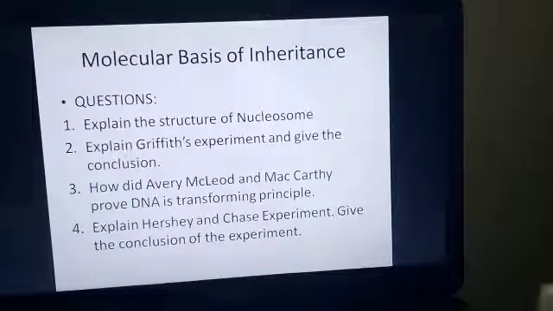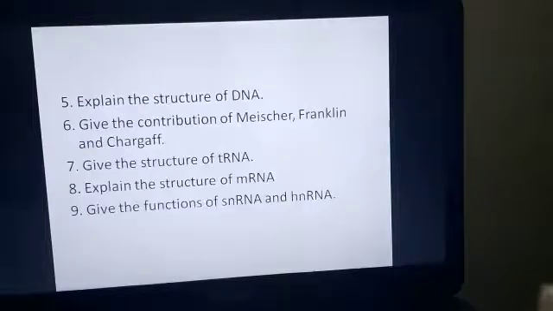Next very important question is explain Hershey and Chase experiment, give the conclusion of the experiment. So this is also the bacteriophage experiment, and very important in this is the proper labeling. You have to label the bacteriophage as well as the bacterium, that is E. coli that is taken, and this experiment should be explained with the help of diagrams, and the conclusion should be given that the DNA is the genetic material.